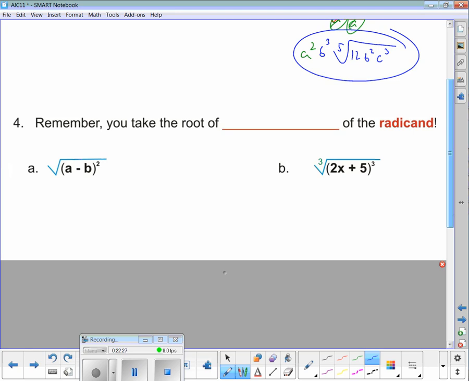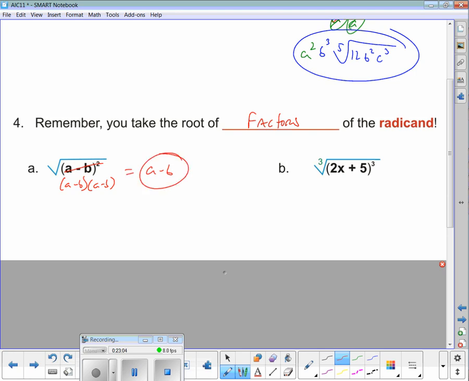Remember, you take the root of factors of the radicand. Factors are things that are multiplied. What is an a minus b quantity squared? Well, really, it's an a minus b times an a minus b. What times itself 2 times is an a minus b times a minus b? Answer, a minus b. Right? The answer to this is simply a minus b.